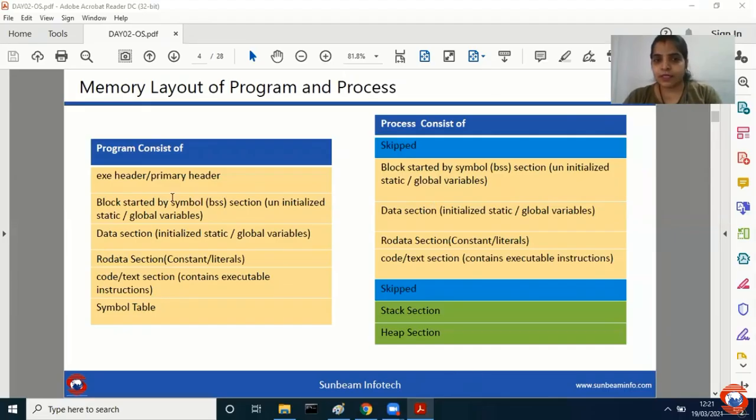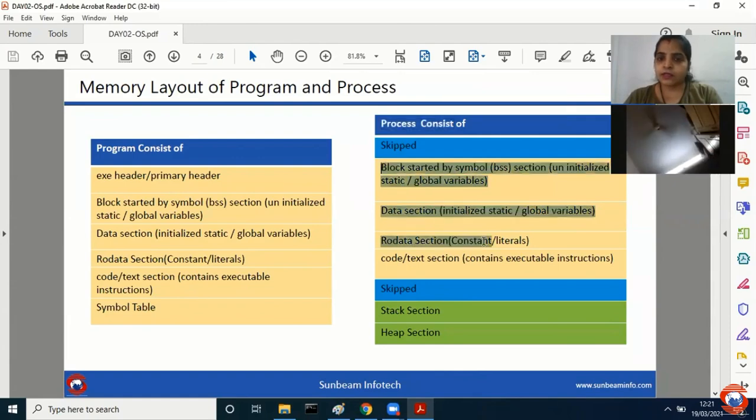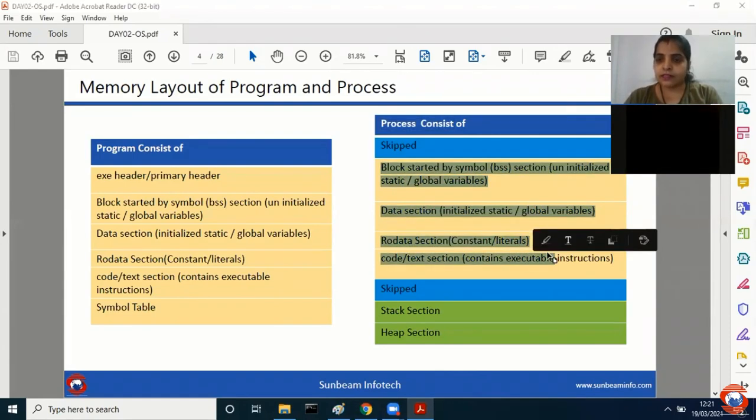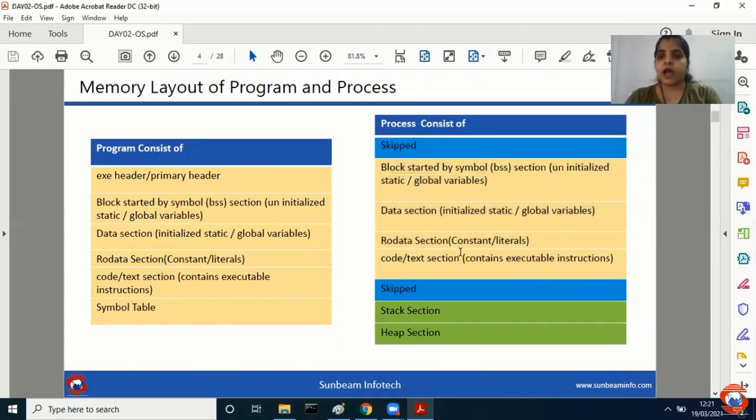So this is basically called as a process, right? So when you talk about process, these all are the sections which remain as it is, and stack and heap, these two sections are added in every process for your intermediate operations.